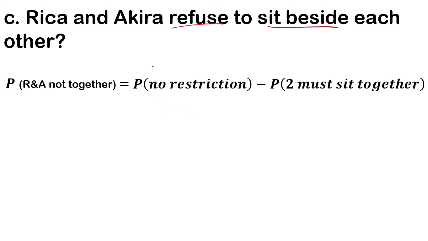Sa no restriction natin, ang n natin ay 6 sila. Tama? Next, ito namang sa isa, two must sit together. Ang two must sit, ito, sandali. N natin is 6 dito, di ba? N is equal to 6. So, that is n minus 1 quantity factorial. Tama? Now, next, two must sit together.